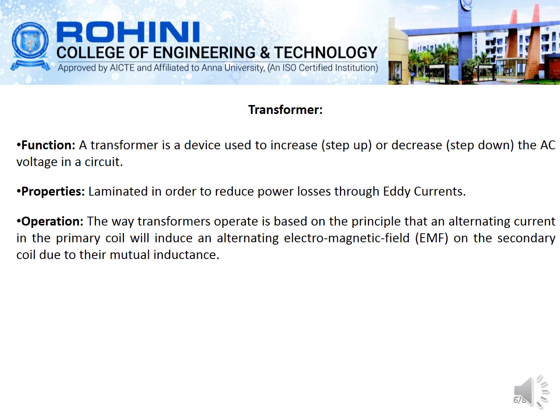Then it is given to the output voltage, so that we get a properly stabilized output with no distortions. That is, if the input is given as a sine wave, the proper sine wave will be obtained at the output also. Whatever we give at the input, if it is in a proper form, we get the same thing in the output form. There will not be any distortion. The transformer's operation is mainly based on the principle of alternating current in the primary coil inducing an alternating electromagnetic field, which we call EMF, in the secondary coil due to their mutual inductance.